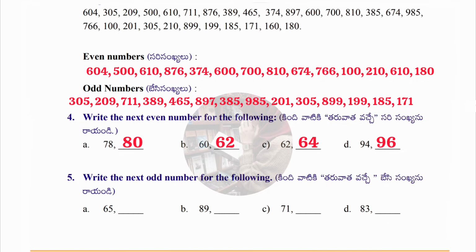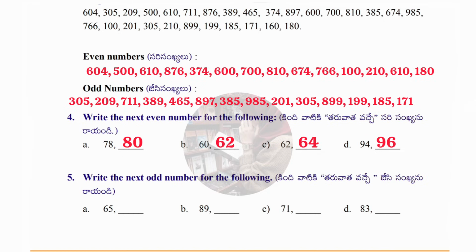Next, here 60 is given as even number. 62 is the next even number. Next, 62 is given. Next even number is 64. Next, 94 is given. Next even number is 96. Got it? Okay, let's move on to the fifth Roman, which is write the next odd number for the following.